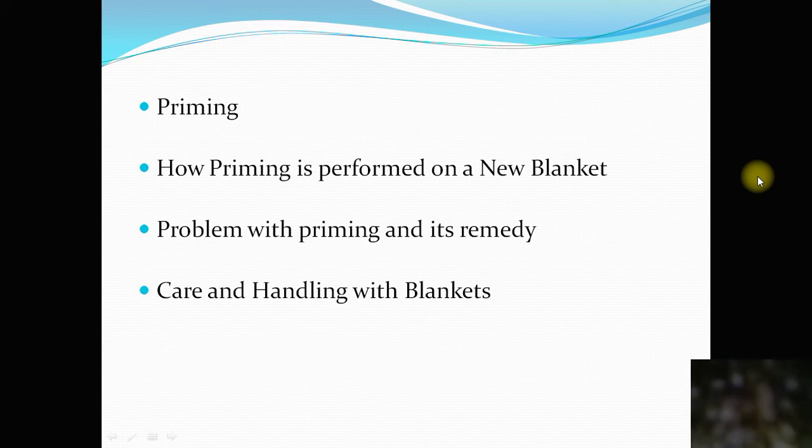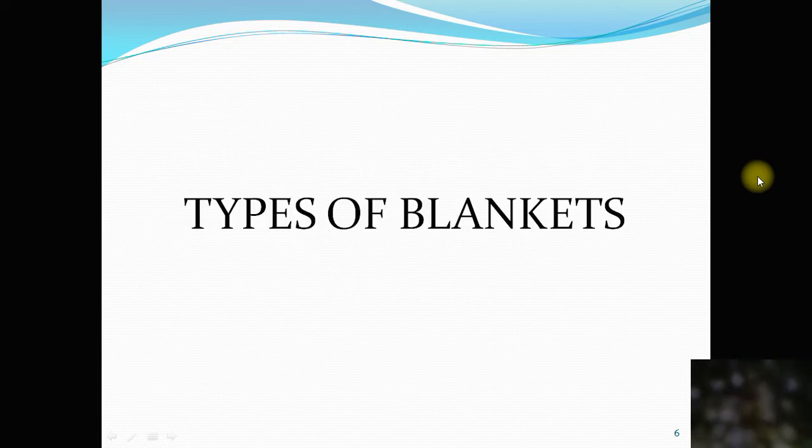After that, we will learn about priming. What is the meaning of priming? How is priming performed on a new blanket, and what are the problems with priming and their remedies? And how to take care of and handle the blanket. All these things we are going to know in this present class. Now, initially we will discuss the types of blankets.